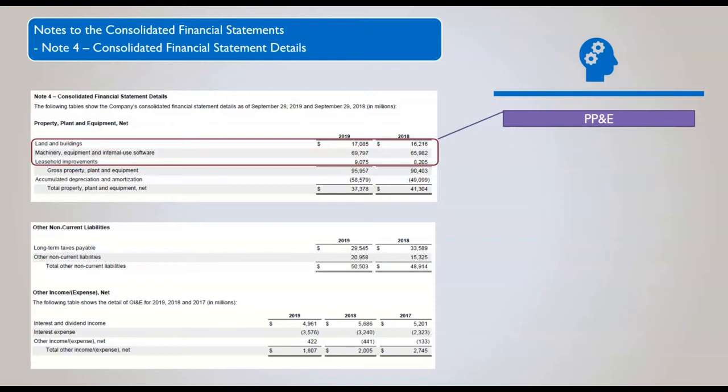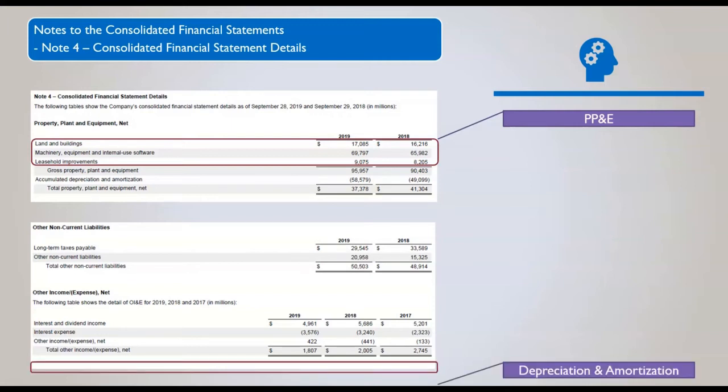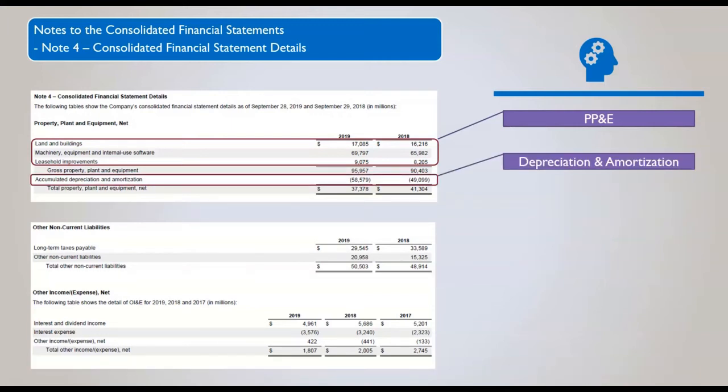Note that PP&E is not fair valued, but instead, the balance is the original cost of the asset less accumulated depreciation. Here we see a line item for the accumulated depreciation and amortization. So depreciation on PP&E is recognized on a straight line basis over the estimated useful lives of the assets.